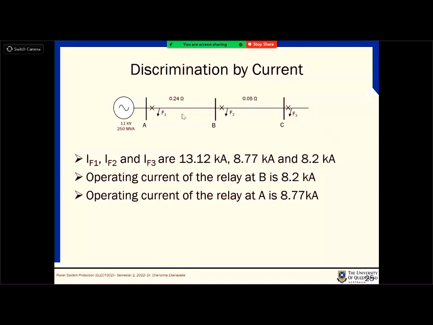Why did I set it like that? Say this relay at this point should look after any fault from A to B. So if there is a fault closer to B, what is the fault current? That is 8.77. So if I want to set this relay to look after that, the operating current here should be 8.77. Understood? Because if it is 8.77 kiloamperes, I pick up.